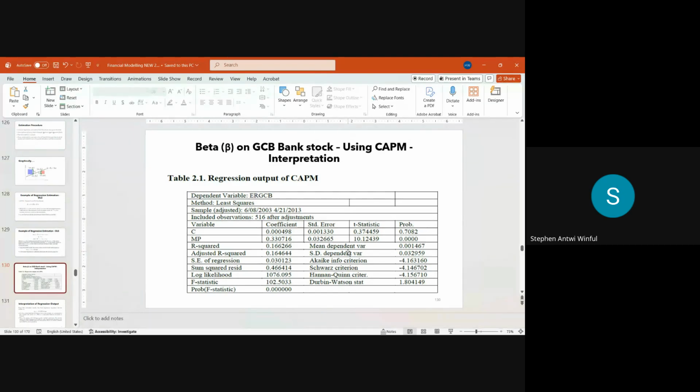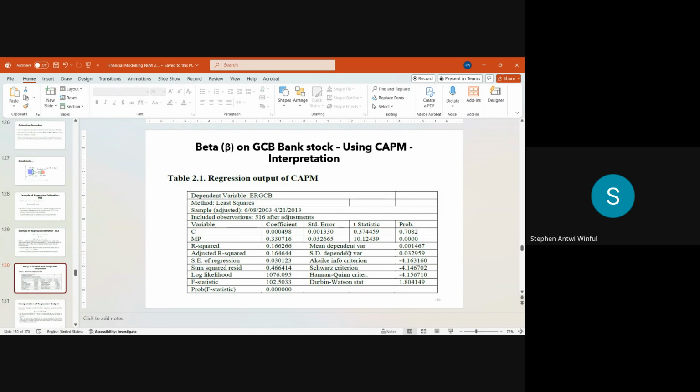So let's see what this means. Our C here is our alpha, our constant term. Then the MP is the market premium, so the coefficient of the MP is our beta in this context. We will discuss very soon the various segments and what they mean. Diagnosis will come there. But let's see in this context, what is our beta? Our beta in this context is 0.330716. But is that figure significant or insignificant? In other words, should we hold it as a good variable that can give us an explanation of the change we see in the excess return of GCB or not?